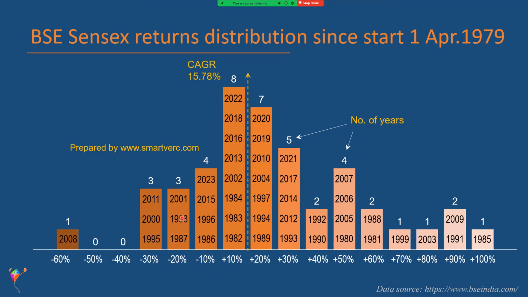So whatever we have seen from this data, one thing is very clear: the market is unpredictable. Anything can happen. But one thing is also there: if the market falls by more than 20%, then in the subsequent 1 or 2 years at the most, it bounces back. And in many cases, we have seen that it gains much more than the losses. And the beauty is the compound returns are 15.78%. That is the reason why Sensex has multiplied 575 times since the start on 1st of April 1979.